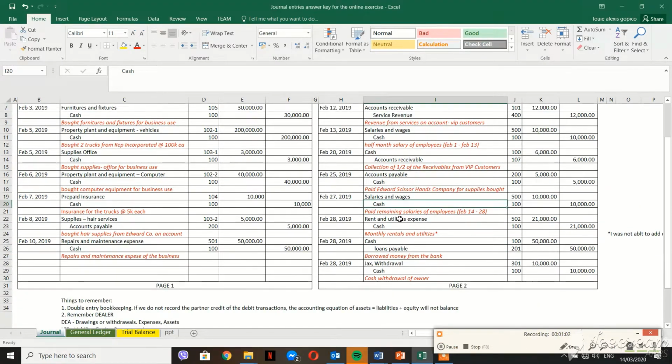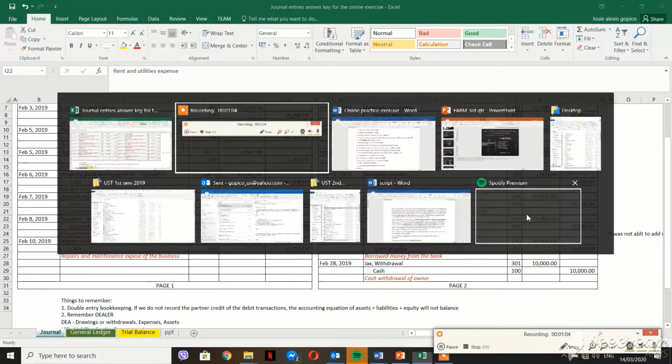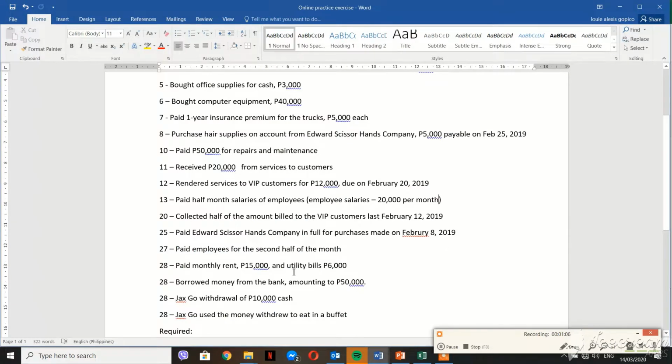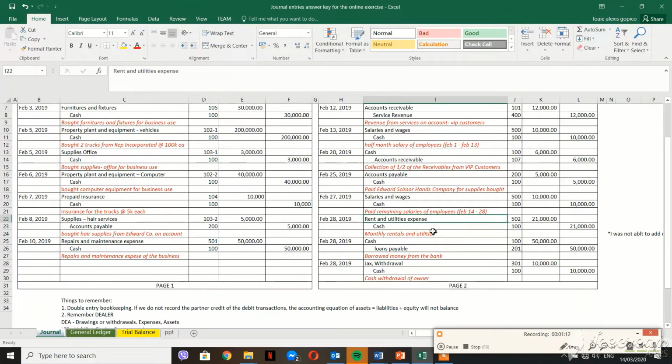So same story for rent and utilities. I forgot to differentiate the utility as a different account, so I just combined them for the sake of this discussion. Okay? So rent and utilities expenses, 21,000. You just add them up. And you credit cash because we paid for it. Okay, so the description is monthly rentals and utilities.